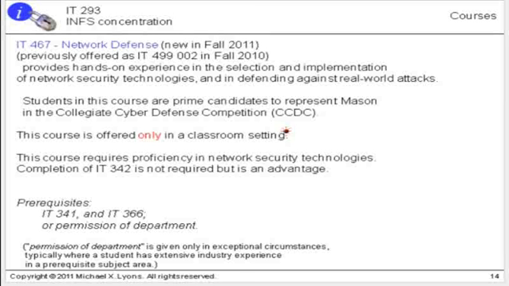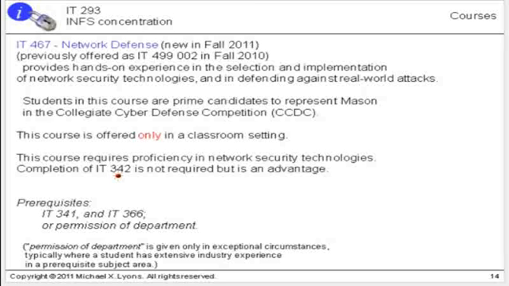The prerequisites for this are 366 Network Security 1 and 341, which shows proficiency in networking. We considered making IT 342 a prerequisite, but because that is a course only in the networking concentration, which is not this one, we decided not to make it a requirement. That would restrict it far, I think, too much. There would be many students who would be crossing both there. But certainly that's an advantage.